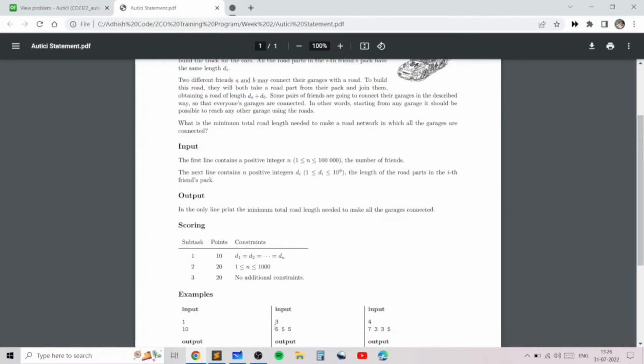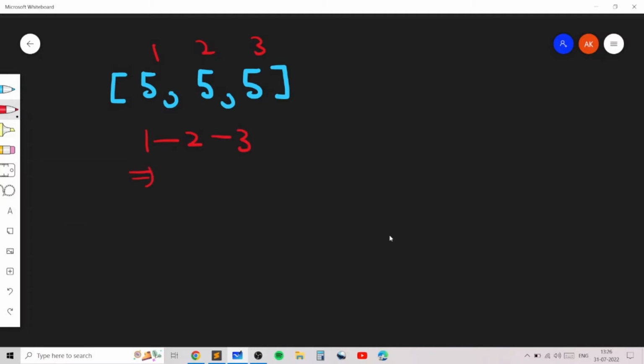In the next example, when we have three friends 5, 5, 5, then it's clear that it doesn't matter which pair of friends we choose to connect. We can connect the friends 1 and 2, and then we can connect 2 and 3. So the cost of 1 and 2 is 5 plus 5, and 2 and 3 cost is 5 plus 5. So the total cost is 20.